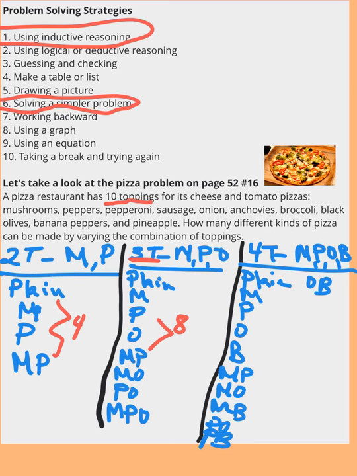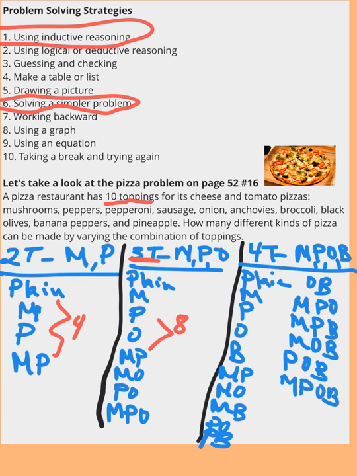Moving on to 3 toppings, we could have a mushroom pepper onion. We could have a mushroom pepper broccoli. We could have a mushroom onion broccoli. We could have a pepper onion broccoli pizza, and then we could have a pizza that has all 4 toppings on there. So we have a total of 1, 2, 3, 4, 5, 6, 7, 8, 9, 10, 11, 12, 13, 14, 15, 16. We have 16 possibilities here.